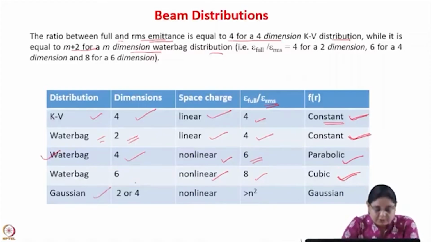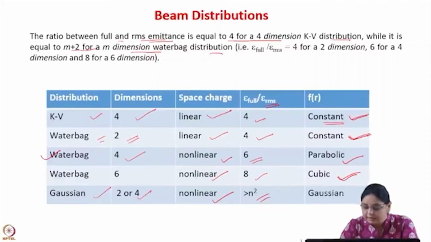For the Gaussian distribution, whether it's 2-dimension or 4-dimension, the space charge is non-linear. The ratio of the full emittance to the RMS emittance can be calculated. It is greater than n square, and the projection in 2-dimension phase space is Gaussian.